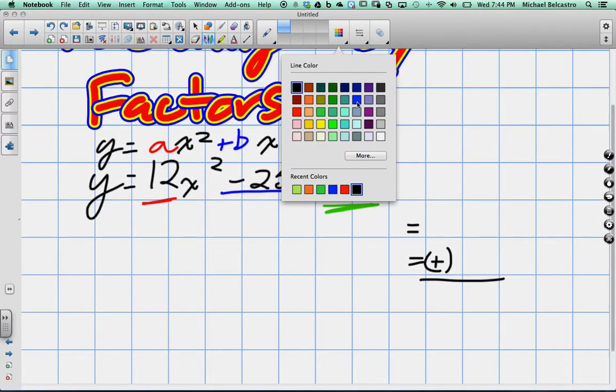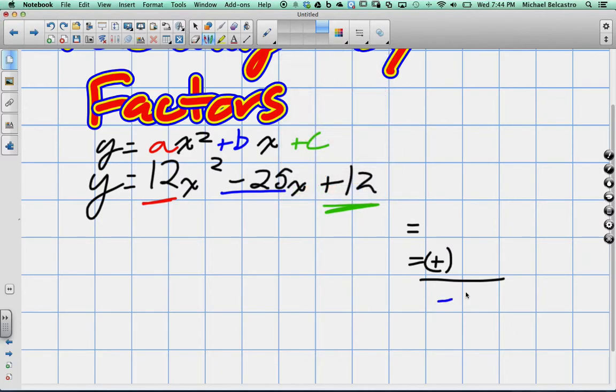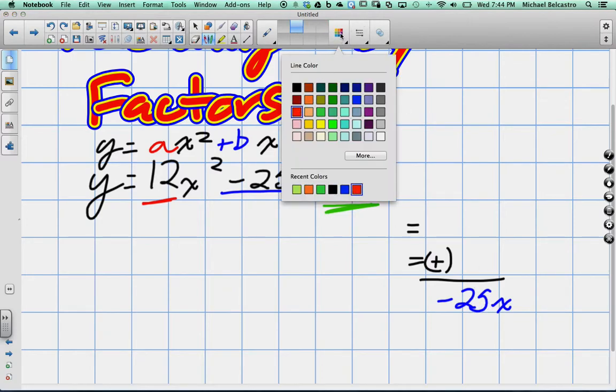Okay, so I'm going to write that down here. We need to add to negative 25. And you could say technically negative 25x if you want. Usually just focus on the numbers themselves, but the x is good. It helps us. So if we're going to write the x in, then I'm going to show you a good way to start with the factors of 12.